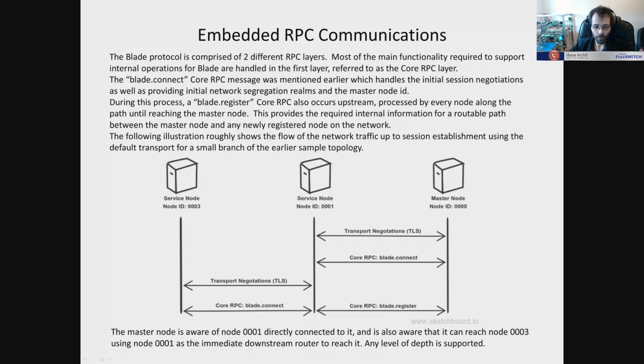The master node is aware of node 0001 directly connected to it, and is also aware that it can reach 3 using node 1 as the immediate downstream router to reach it. Any level of depth is supported.